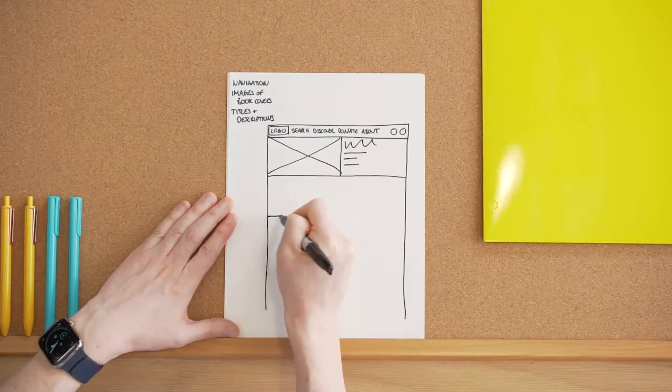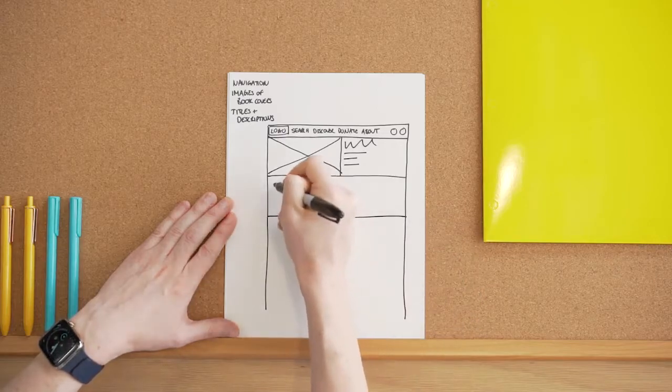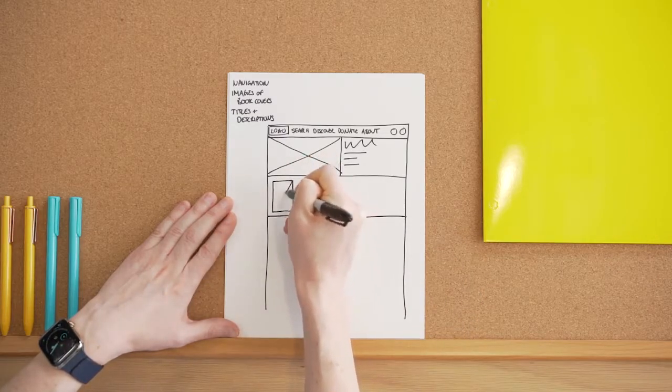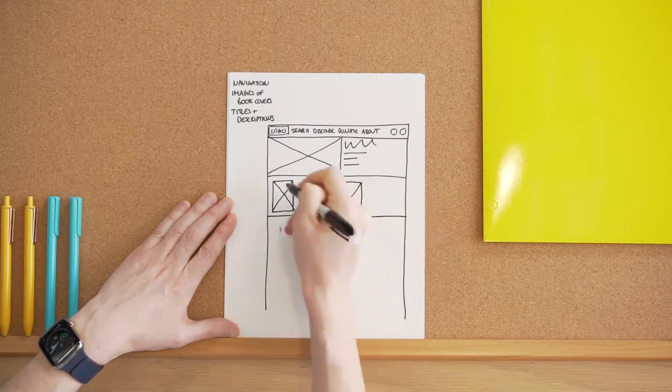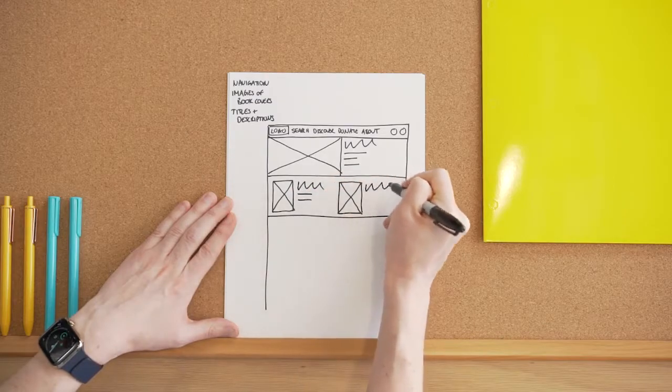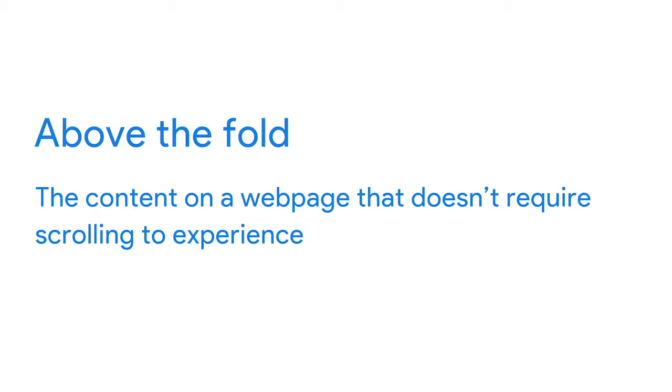Below that, I want to include a few squares and rectangles that show website visitors the latest books. I'm going to add a long line to create a new area of the page. I'll draw a couple of rectangles with an X inside within this area to show where images might go. I'll also add lines to show a corresponding description to the right of each rectangle. The reason I'm adding these 2 rectangles above the fold is so users will immediately notice them when landing on the home page. Remember, above the fold refers to the content on a web page that doesn't require scrolling to experience.